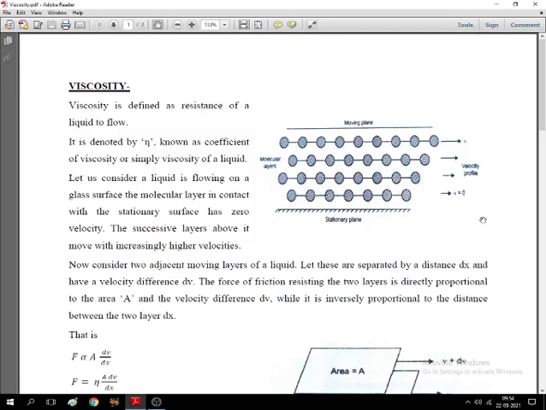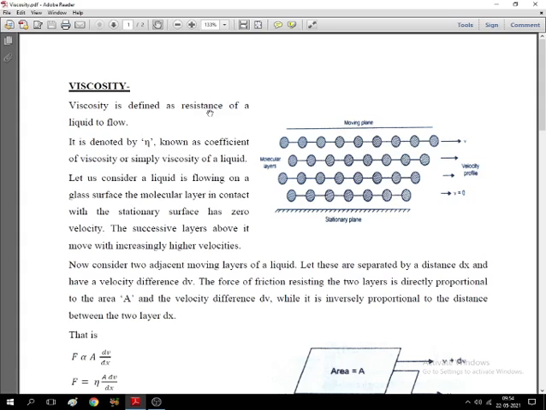Hello student, in this video we are going to learn viscosity, unit of viscosity, method of determination of viscosity and effect of temperature on the viscosity. Now let us see one by one.